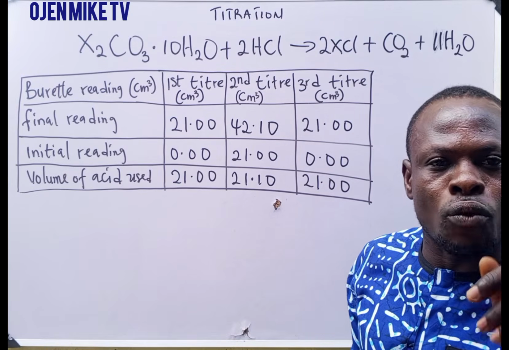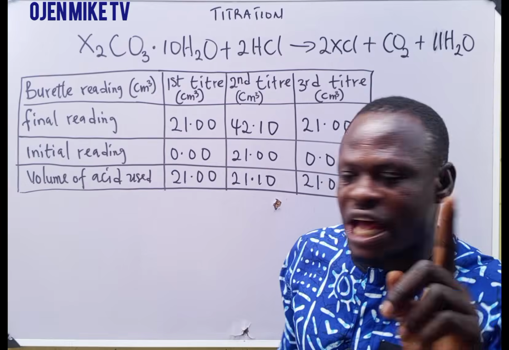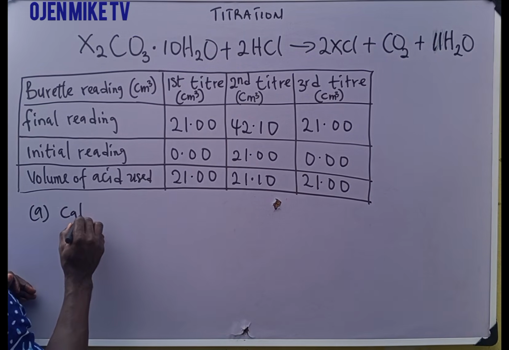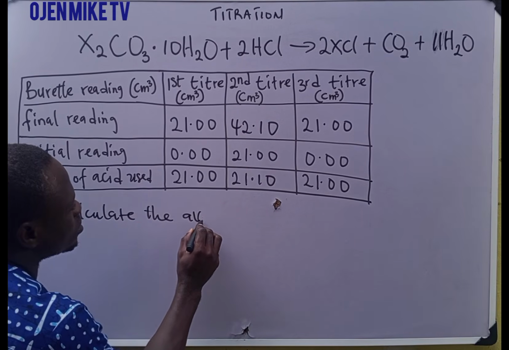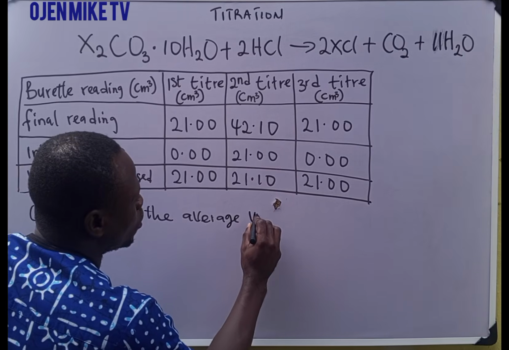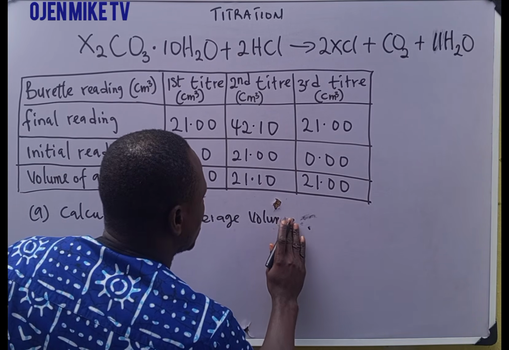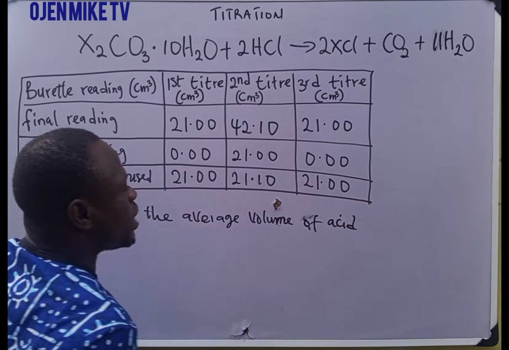Now the first question we are asked, go back to your question. The first question we are asked is A: calculate the average volume of acid. We are asked to calculate what?